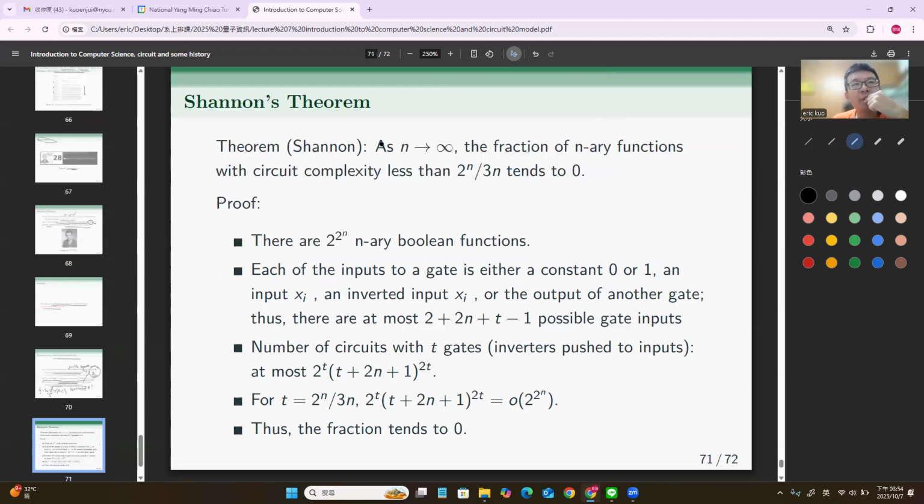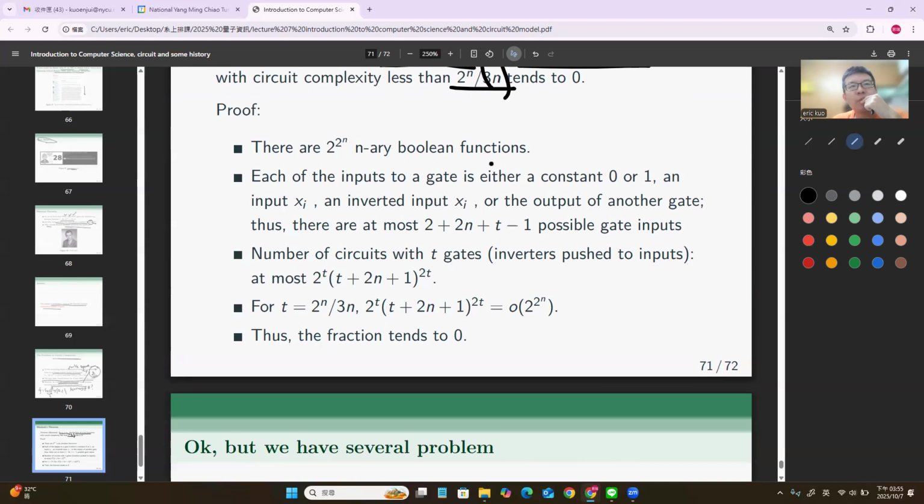Okay. There are various versions, but one version I find is this: as n goes to infinity, the fraction of n-bit functions with circuit complexity less than 2 to the n divided by 3n tends to 0. So what this tells you is that most of the functions cannot be computed by a circuit with fewer than 2 to the n divided by 3n gates.